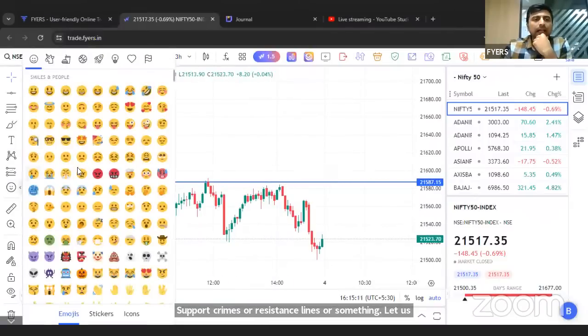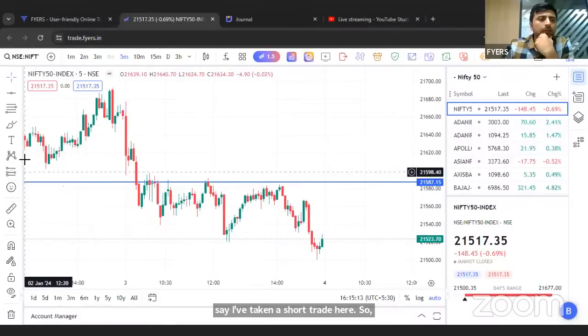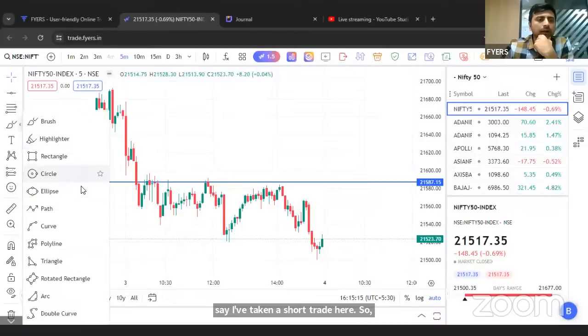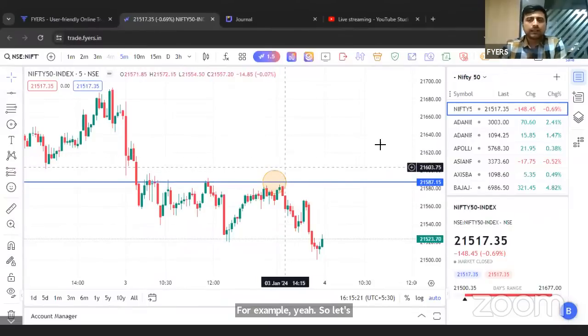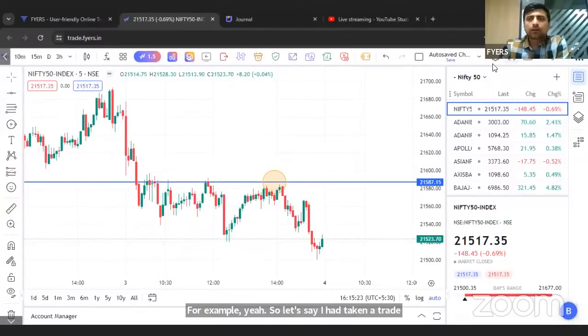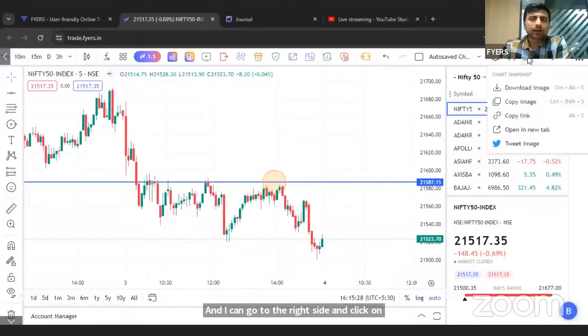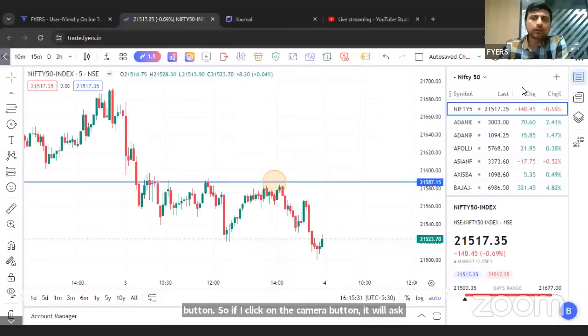So यहाँ पे मैं I can put a short marker. For example, yeah. So let's say I had taken a trade right over here. I can do this and I can go to the right side and click on this camera button. So if I click on the camera button, it will give me an option to download the image. I can click on the download image option and the image will be downloaded.